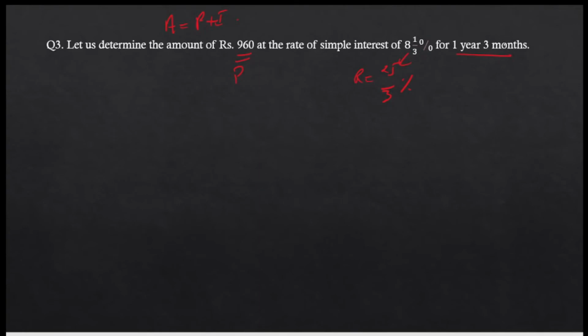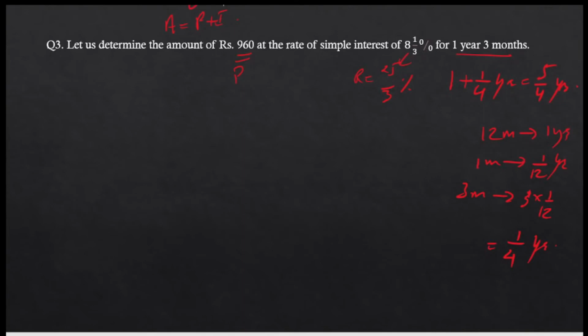We have to convert this month into year. So 1 year plus, how much is 3 months in terms of year? We know 12 months is equivalent to 1 year. So 1 month will be 1 by 12 year. If 1 month is 1 by 12 year, 3 months will be 3 times 1 by 12, which is 1/4 of a year. So 1 year plus 1/4 of a year becomes 5 by 4 year.